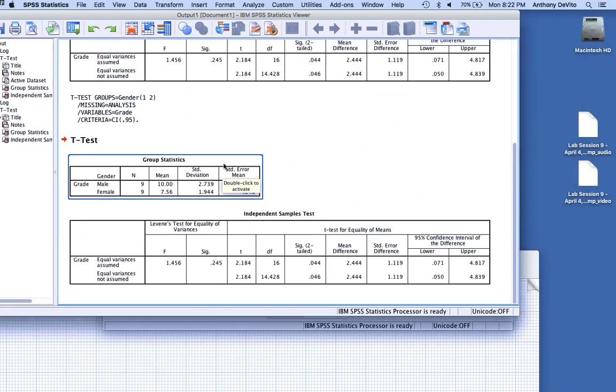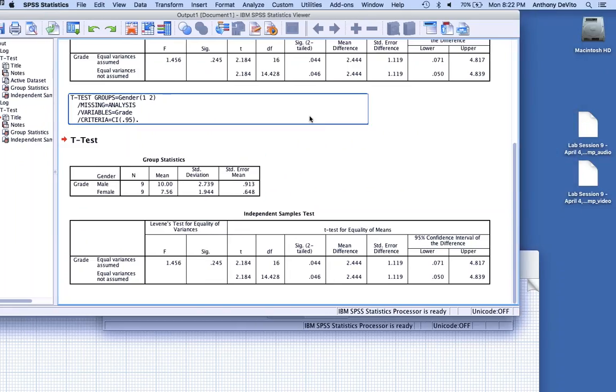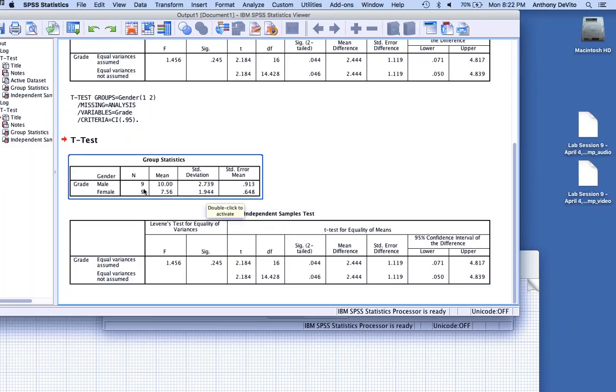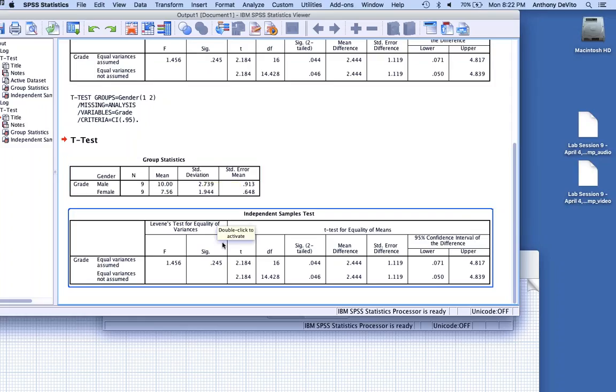Okay, first thing it did was it gave me a table. Let me blow this up a little bit. Okay, gave me a table. So see, sample size is 9 for each group. The mean is 10 and 7.56. The standard deviation is 2.79 and 1.944. That's the same numbers we got before, right? When we did it by hand. Okay, so let's go down to our independent samples t-test down here in the second box.